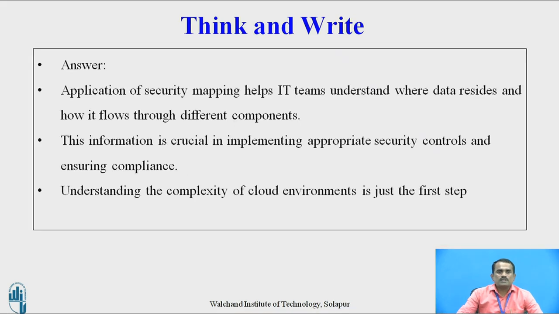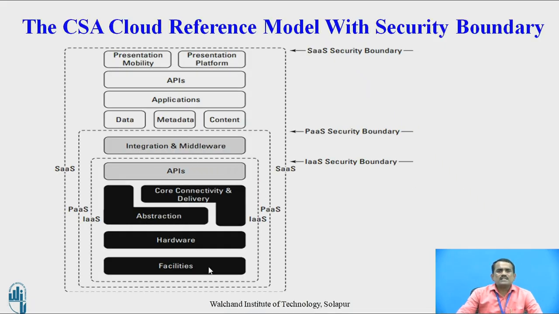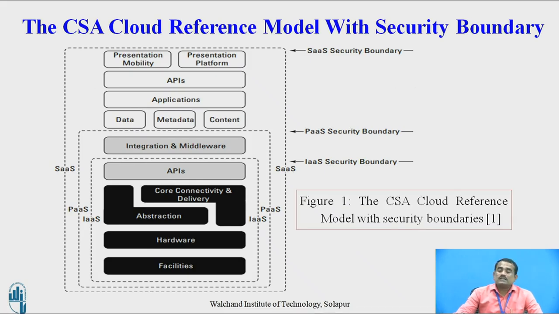The solution for this question: security mapping helps IT teams understand where data resides and how it flows through different components. This information is crucial in implementing appropriate security controls and ensuring compliance. Understanding the complexity of the cloud environment is just the first step. Okay, so this is the CSA cloud reference model with security boundary, the main diagram for this video.